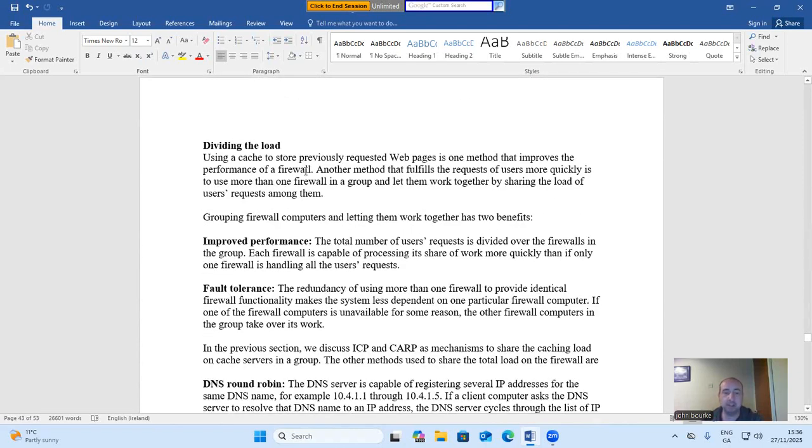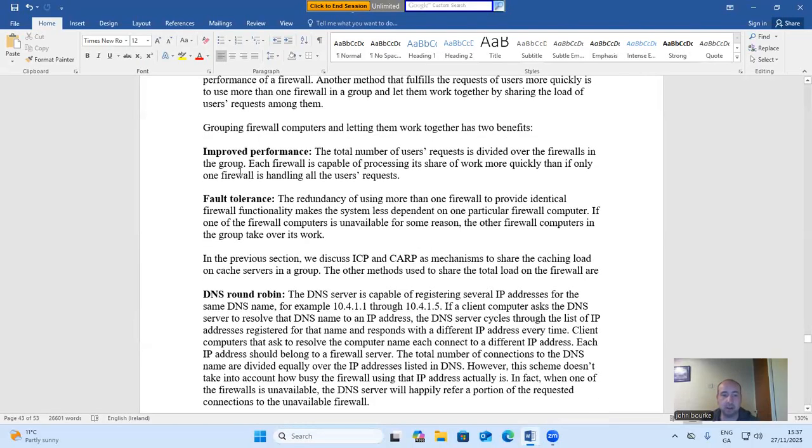Dividing the load. Using a cache to store previously requested web pages is one method that improves the performance of a firewall. Another method that fulfills the requests of users more quickly is to use more than one firewall in a group and let them work together by sharing the load of users' requests among the grouped firewall computers. Letting them work together has two benefits.